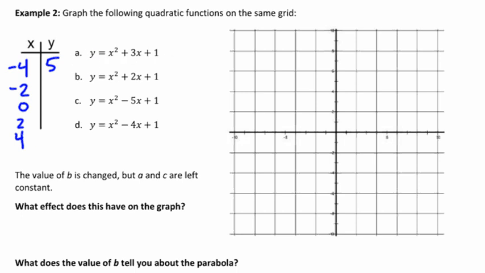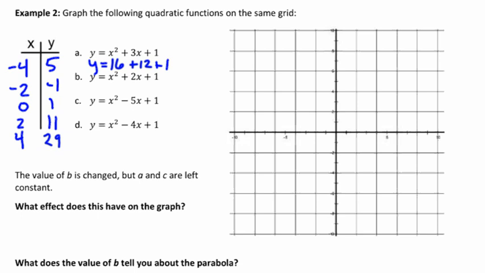Same equation, but we're plugging in -2. -2 squared is 4, plus 3 times -2 is -6, plus 1 is a -1. Plugging in 0 wherever you have an x makes that whole group 0, so 0 squared plus 3 times 0 is still 0, plus 1 is 1. Plugging in our 2, 2 squared is 4, plus 3 times 2 is 6, plus 1 is 11. And our last point is 4, 4 squared is 16, plus 3 times 4 is 12, plus 1, 29.